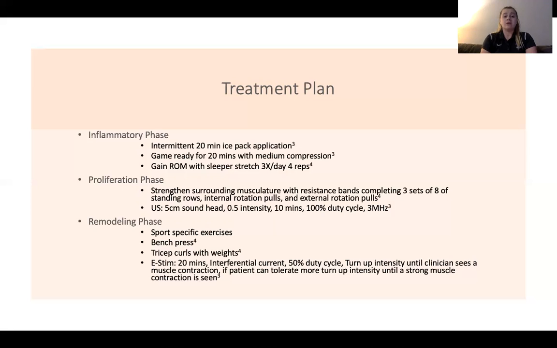A good modality to use for this is the Game Ready machine. I have had exposure to this in my fall 2020 setting. All the athletes that came in really liked it, and I really liked it because it made them feel comfortable doing their exercises after. So Game Ready for 20 minutes with medium compression.